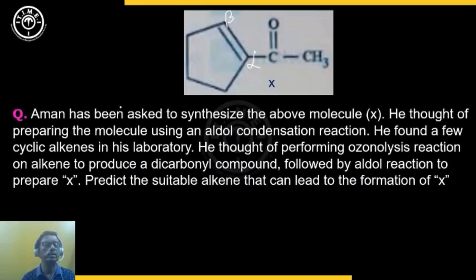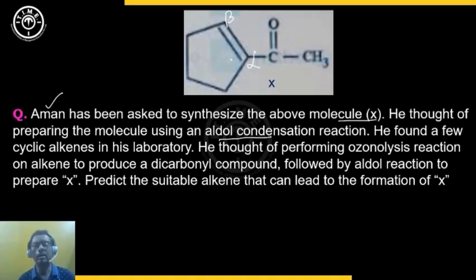Now, this compound is to be made. Now you know that this is an alpha, beta unsaturated compound. So you want to make X, right? There is a student here, Aman, who wanted to synthesize this molecule X. He thought of this aldol condensation because, as we have seen here, there is an alpha beta unsaturation. So he thought that he could do some aldol condensation and get this.